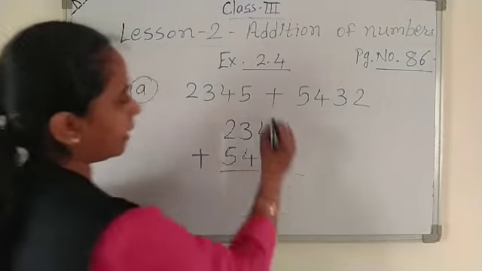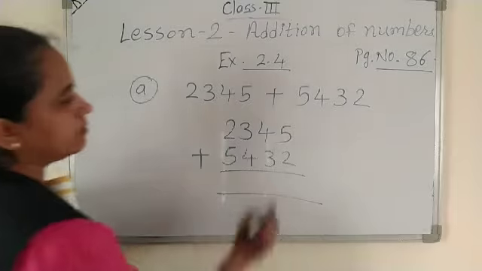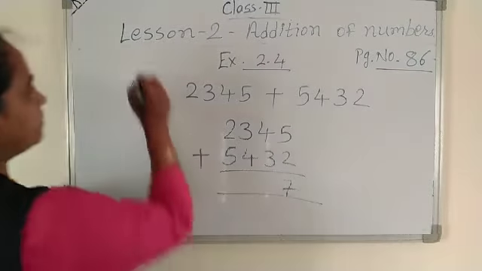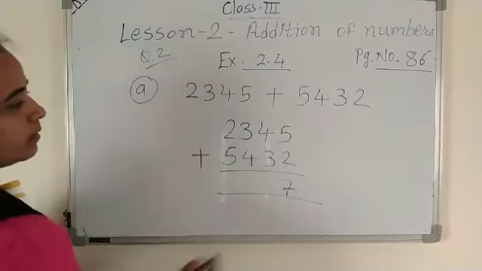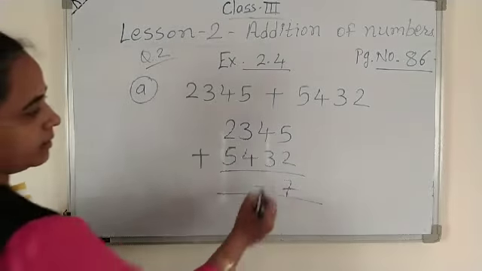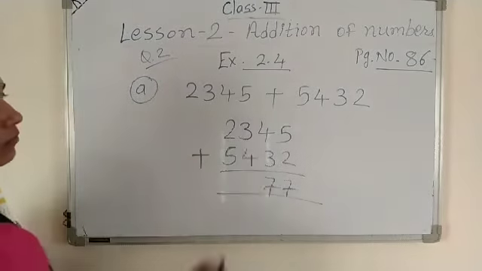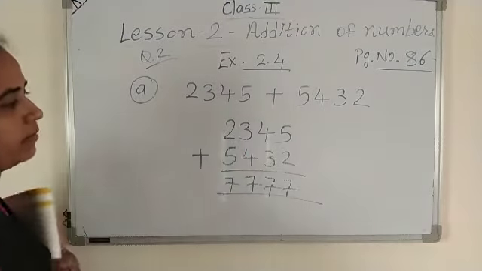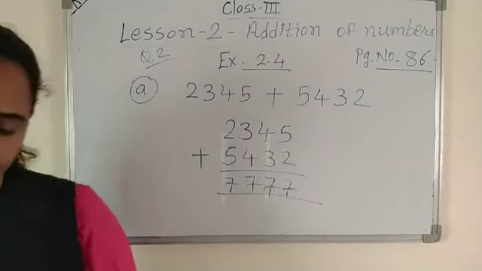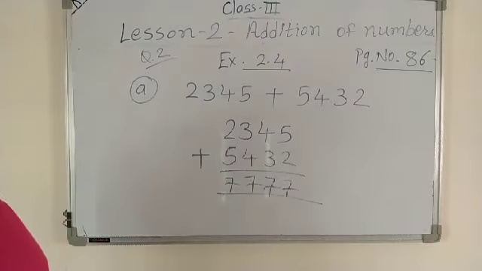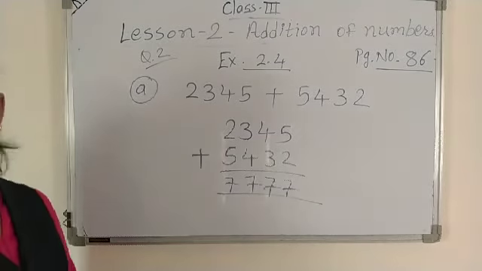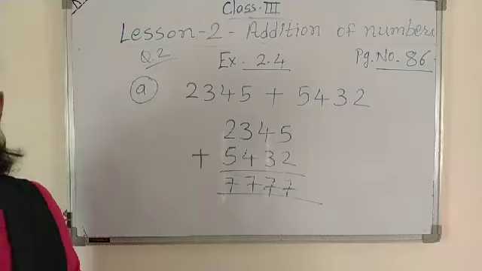okay, and then add. So first 5 plus 2, 7, 4 plus 3, 7, 3 plus 4, 7, 5 plus 2 again, 7. Okay, understood this? So write the numbers vertically and add. So ye aapko apni notebook mein karna hai. This is A. Now I will take C.